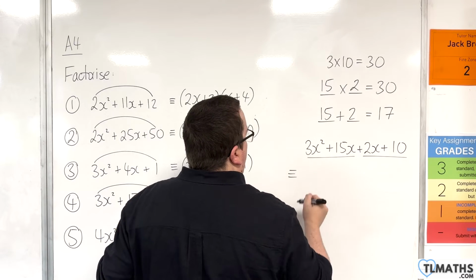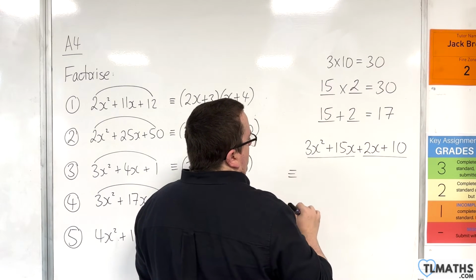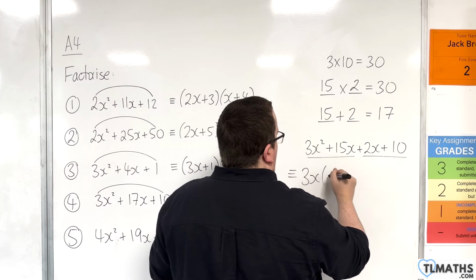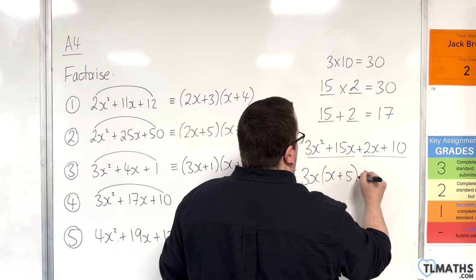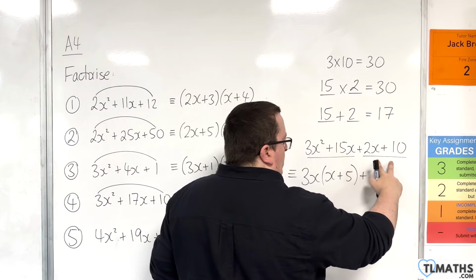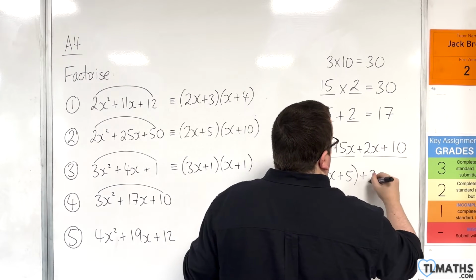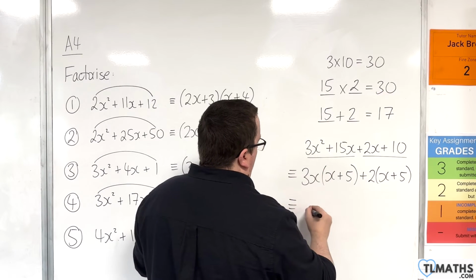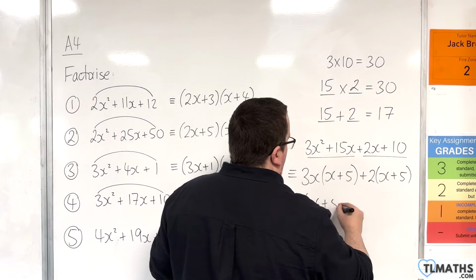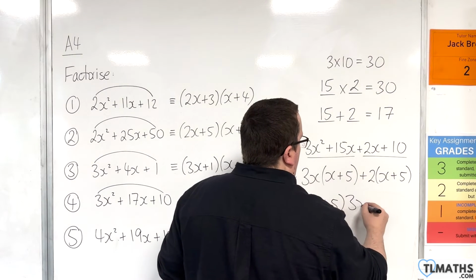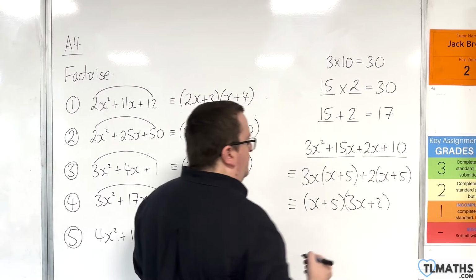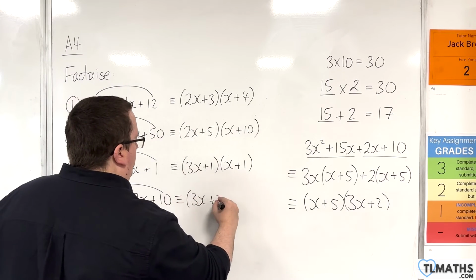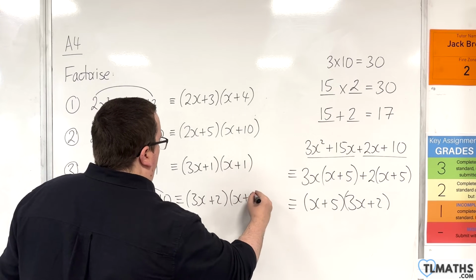Split up into two halves, factorise each bit. So 3x squared plus 15x, they both have a common factor of 3x, and we'd have x plus 5 inside the bracket. The second part, common factor of 2, x plus 5 in the bracket, same bracket, all good. So we're going to have the x plus 5, and we've got the 3x plus 2. So 3x plus 2, x plus 5.